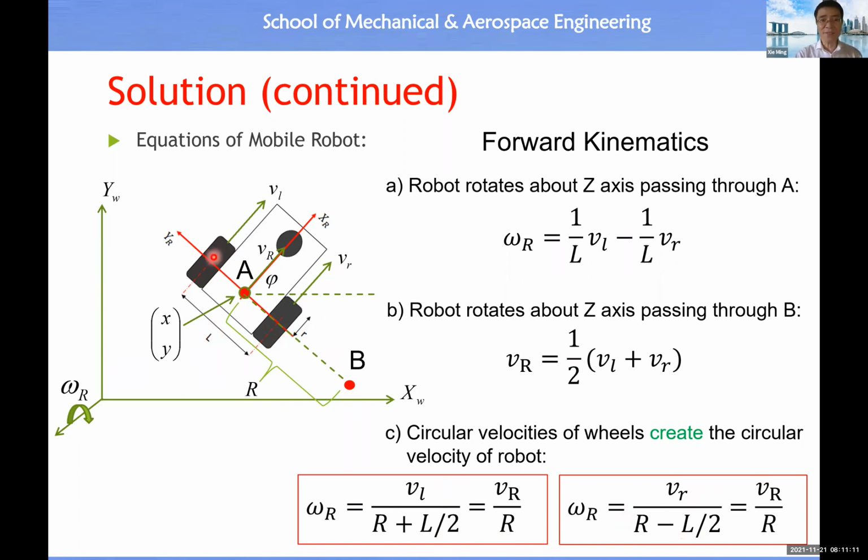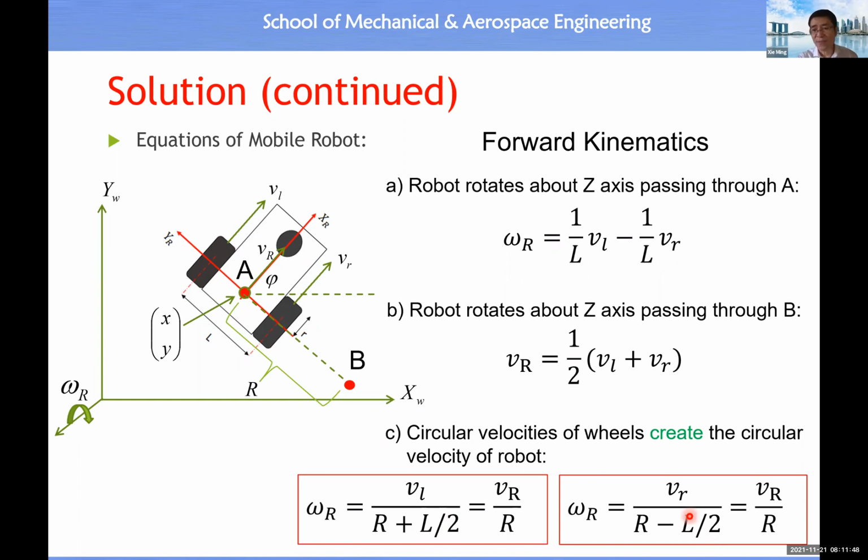Then the left wheel is the same. What will be the relationship between VL and omega R? In this case, VL divided by this radian is equal to R plus half of L. So you have this equality. Based on this equality, you can find the inverse kinematics, because this is the output motion and this is the input motion, and also this is the input motion. Then you have a solution for inverse kinematics.